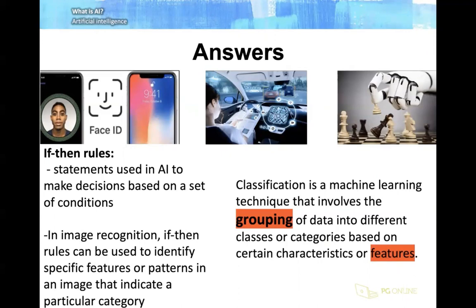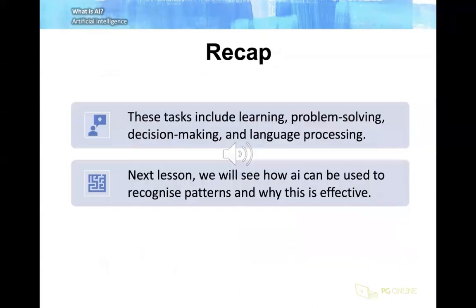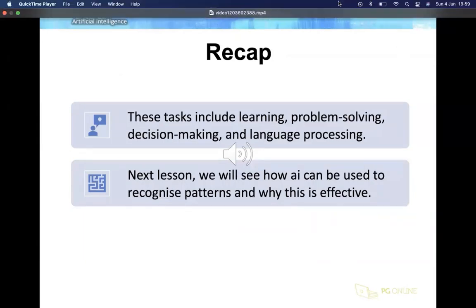Classification is a machine learning technique that involves the grouping of data into different classes or categories based on certain characteristics or features. Now, let's just recap. These tasks that we said include problem solving, decision making, and language processing. Next lesson, we will see how AI can be used to recognize patterns and why this is effective.